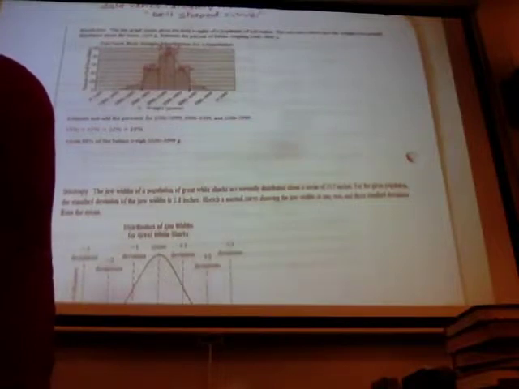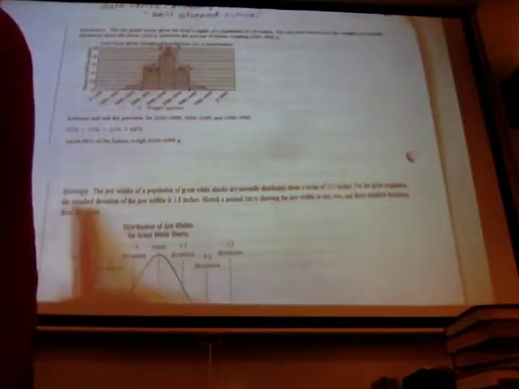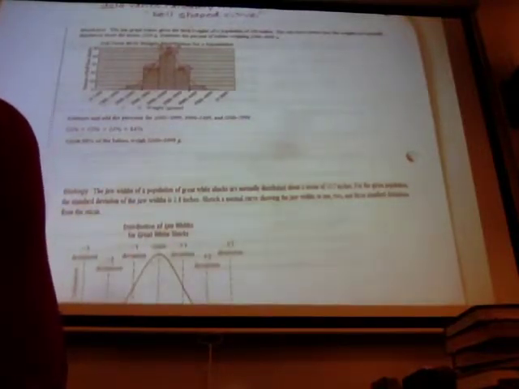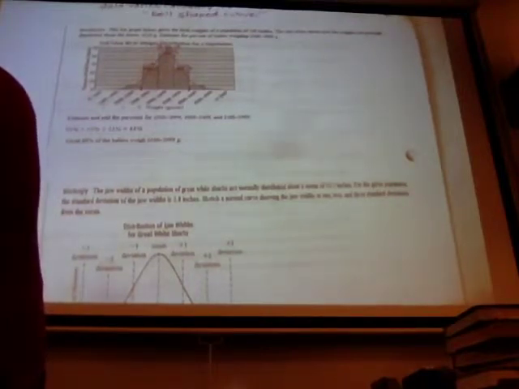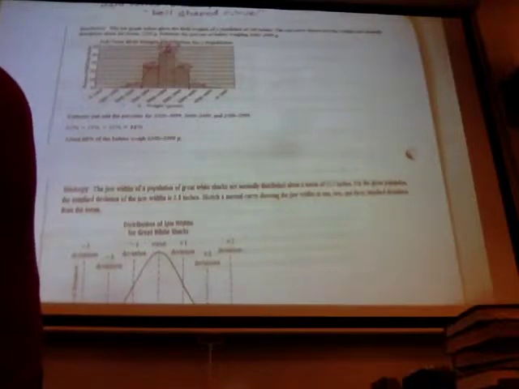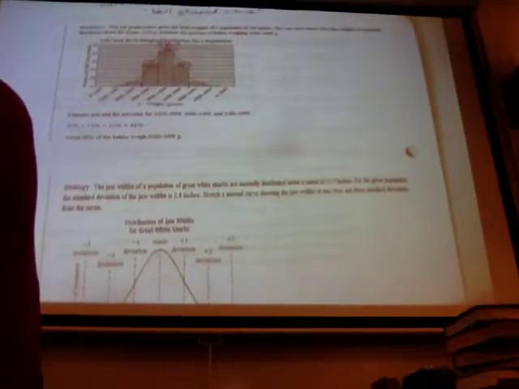So now in here, the jaw widths of a population of great white sharks are normally distributed about the mean of 15.7 inches. For the given population, the standard deviation of the jaw widths is 2.8. Sketch a normal curve showing the jaw widths at 1, 2, and 3 deviations from the mean.